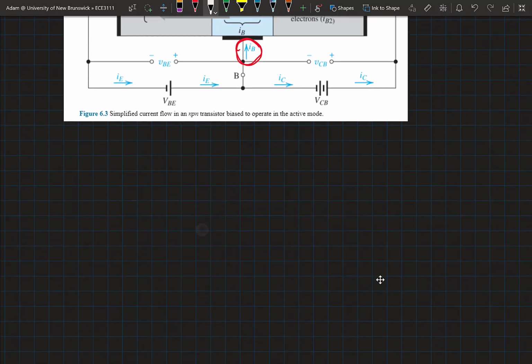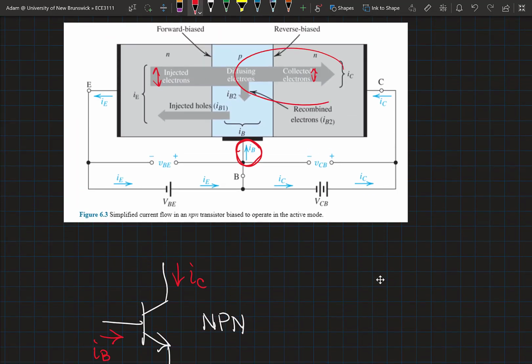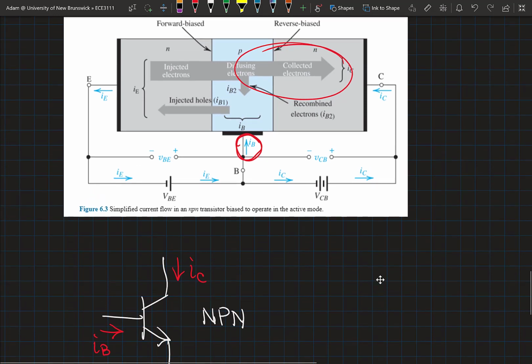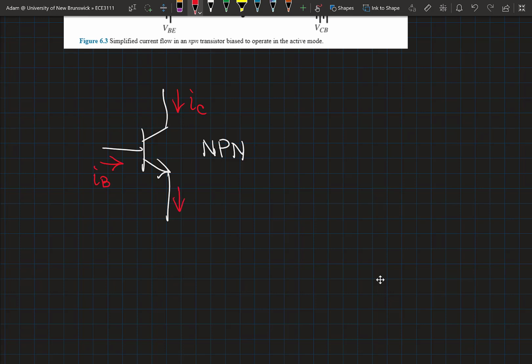Okay, so if we return now to our schematic symbol for our NPN transistor, we can now appreciate that there is some current flowing into the base. There is current flowing into the collector. Again, notice I'm going with the direction of conventional current flow, so just be careful here. The current flow that we've been talking about has all been the flow of electrons, and we remember that flow of electrons is opposite to the flow of conventional current. Okay, and we have some current flowing in the emitter as well.